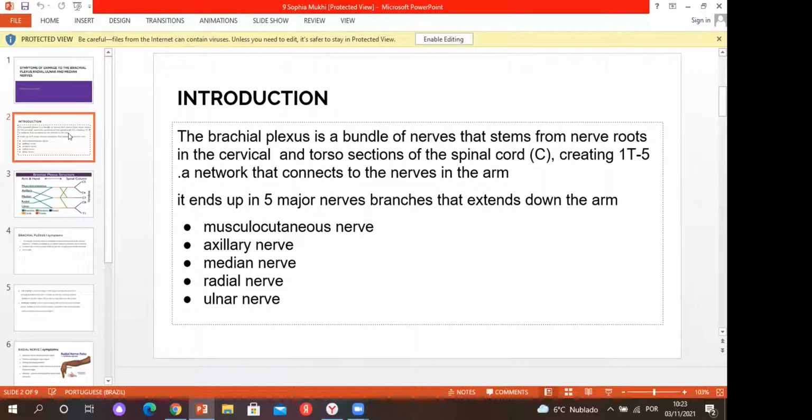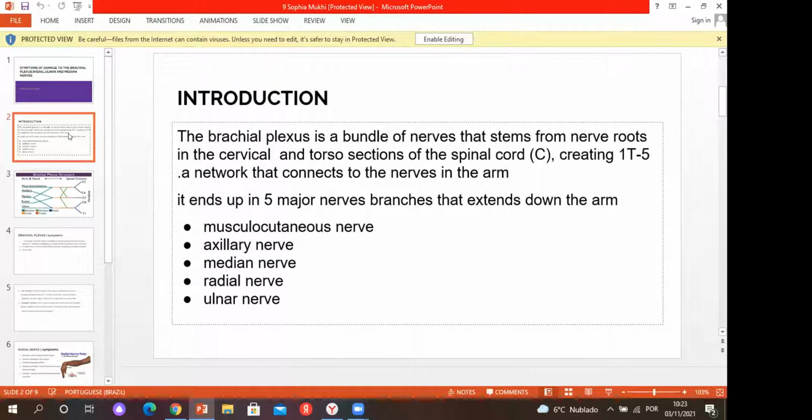The brachial plexus is a band of nerves that stems from nerve roots in the cervical to the dorsal section of the spinal cord, from C6 to T1. Then it ends up in 5 major nerve branches that extend down the arm. So basically, the brachial plexus starts from the shoulder and goes to the arm, to the hand.